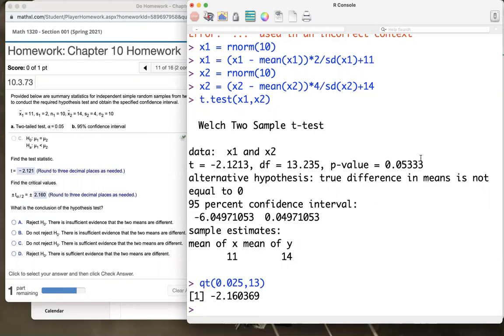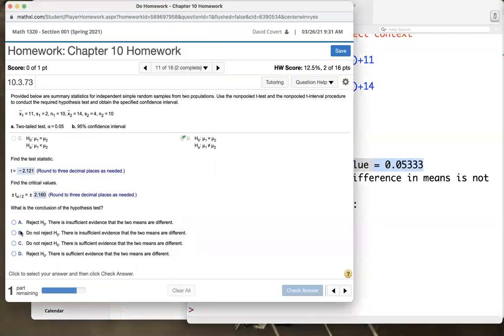And basically there's two ways to do it. You can think about, does this test statistic lie within the critical values? And if this test statistic is between the critical values, then you don't reject. If it's outside, then you do reject. Or I just like to think of the p-value. If the p-value is greater than your significance, our significance here is 0.05, and so our p-value is greater, then you don't reject. Okay, so here we don't reject. There is not enough evidence.